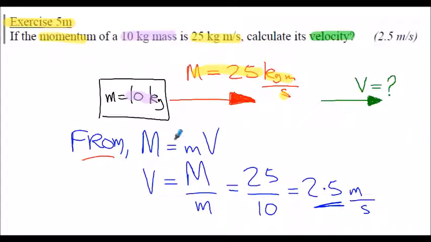From the equation, momentum is equal to mass multiplied by velocity. We just transpose, divide both sides by little m. Velocity is equal to the momentum divided by the mass. Inserting the values and calculating, the velocity is 2.5 meters per second.